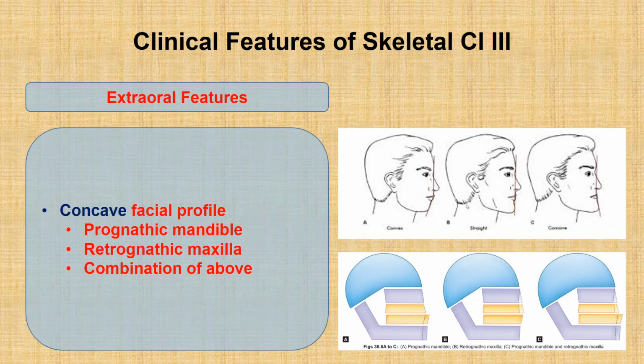Now, what are the clinical features of a skeletal class 3? The extraoral features are usually reflected in a concave facial profile, and this concave facial profile happens either because the mandible is large or prognathic, or the maxilla is small or retrognathic, or it may be a combination of both factors.